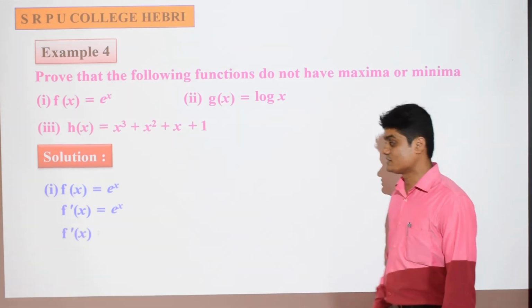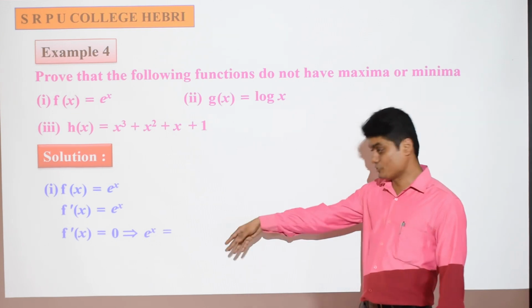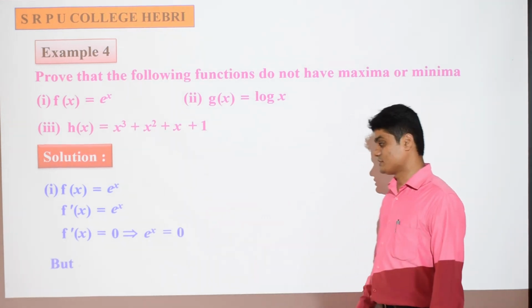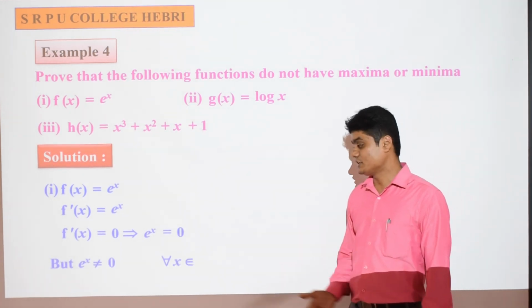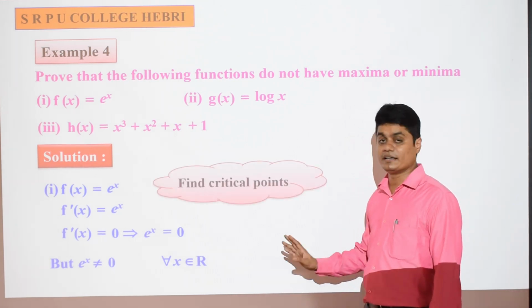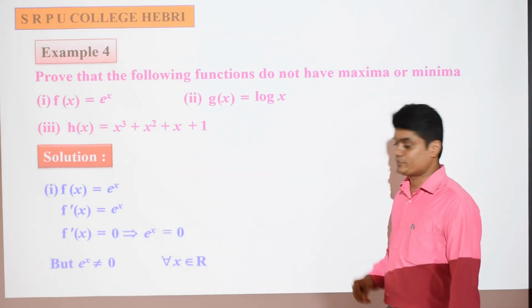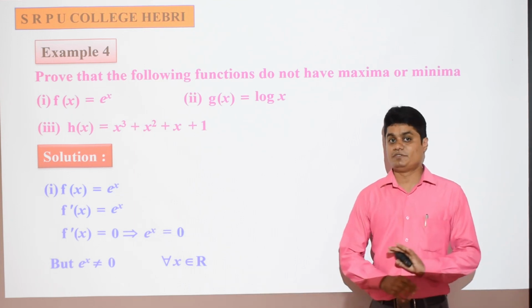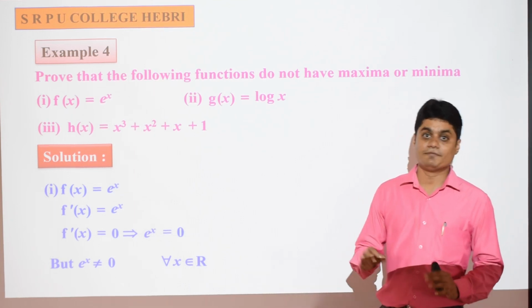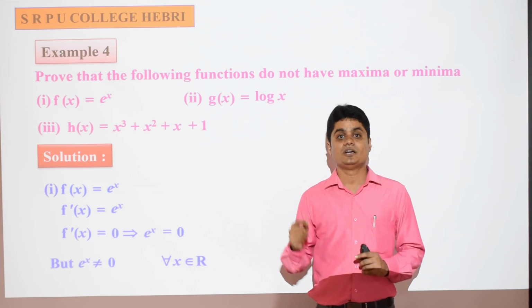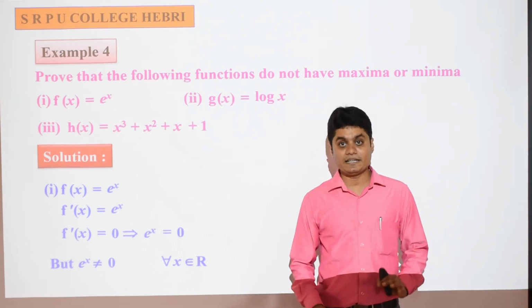So f dash of x is not equal to 0. Even if we equate it with 0, e power x equal to 0 is not possible. So f dash of x is never equal to 0. That means there is no critical point.